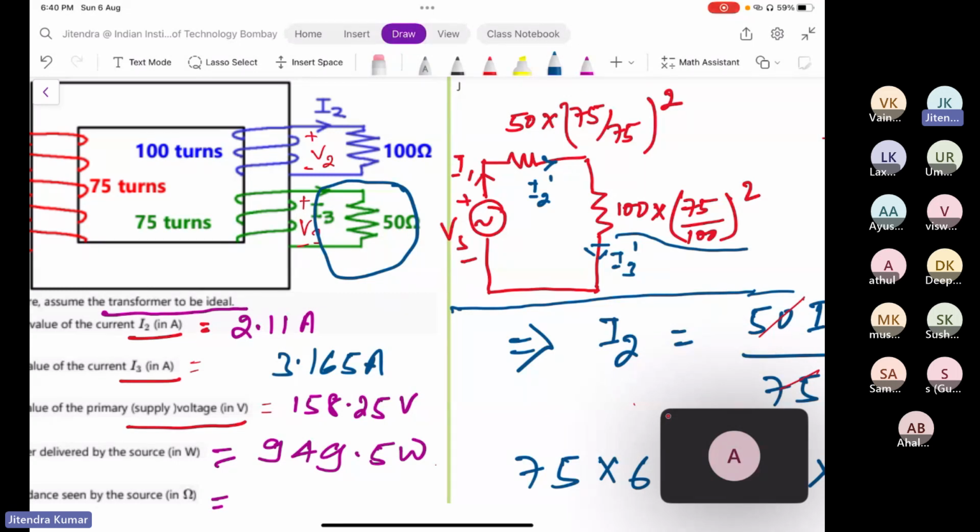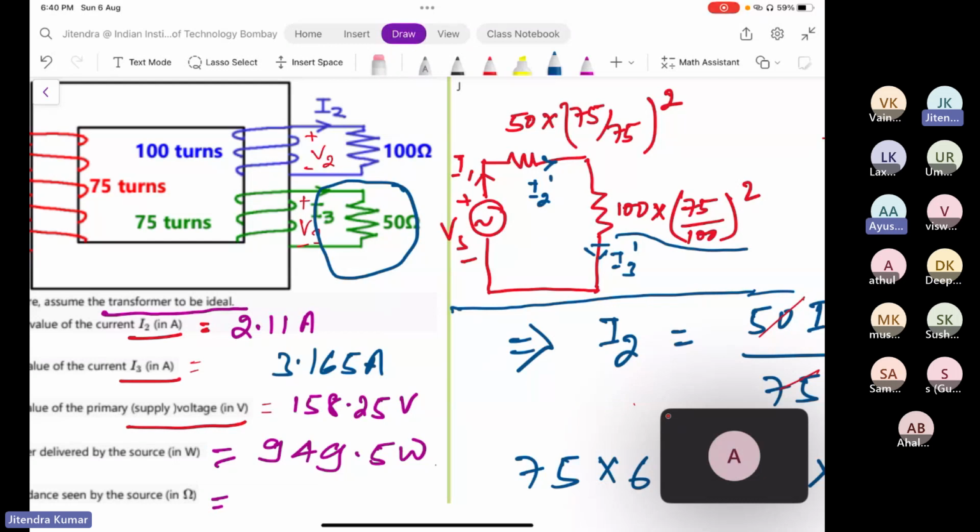And you are saying that we have to apply KCL to the parallel branches of the load. That is also logically correct, but that could not be applied here. So that will not benefit us in any way.